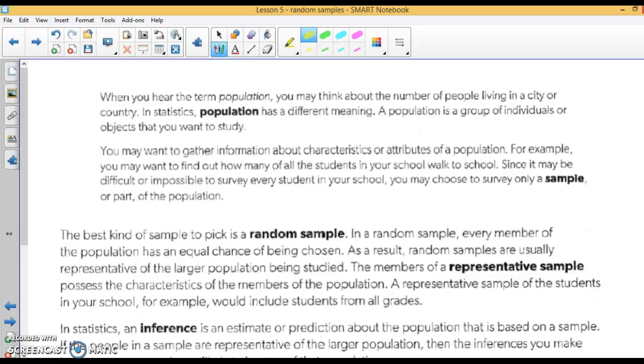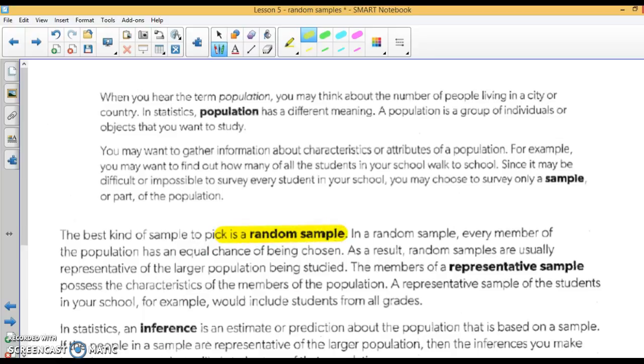So if I'm doing a survey and I want to find out what the favorite lunch is of all the students at Junior High West, the population is the people that you want to survey, so all students at Junior High West. And then out of that population, I will pick a sample. And the best kind of sample is a random sample. And this is super important.